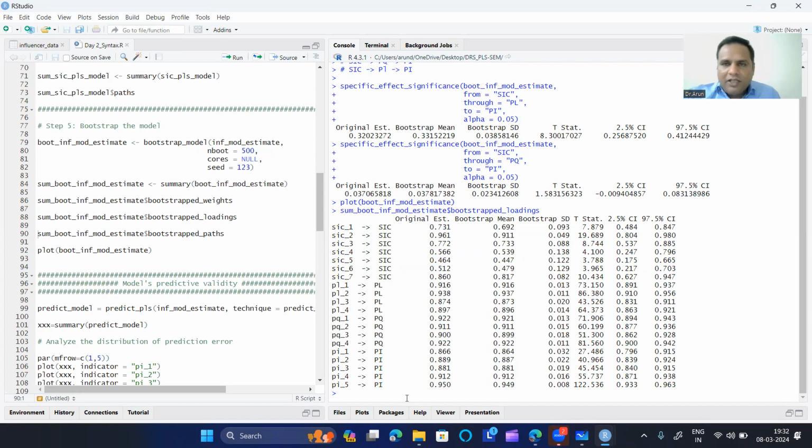Normally, if you are using an established scale, then you don't have a choice. You have to accept whatever is there. But if you are developing your own measure, then you have to take an expert interview. You have to establish the content validity and the face validity of the constructs.